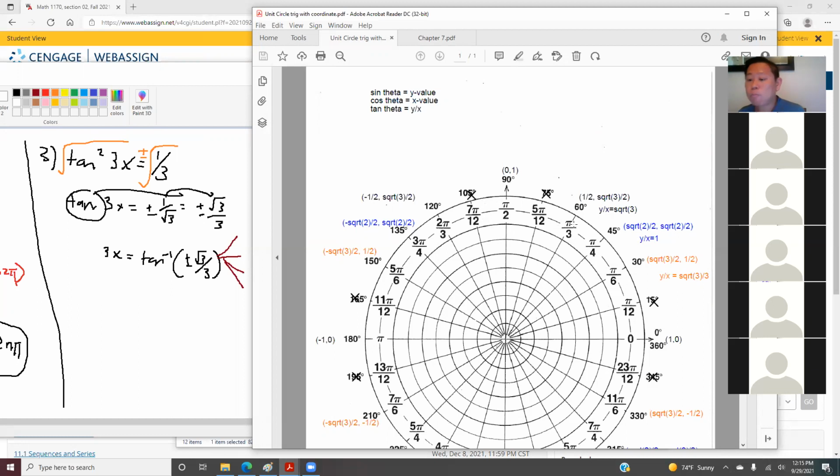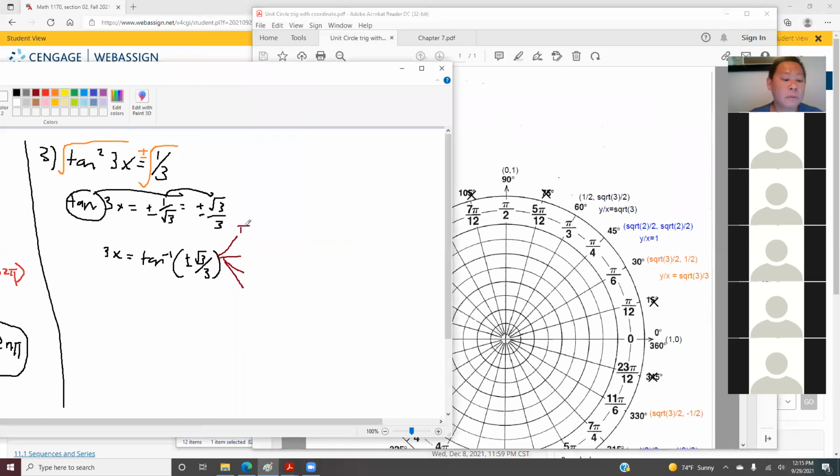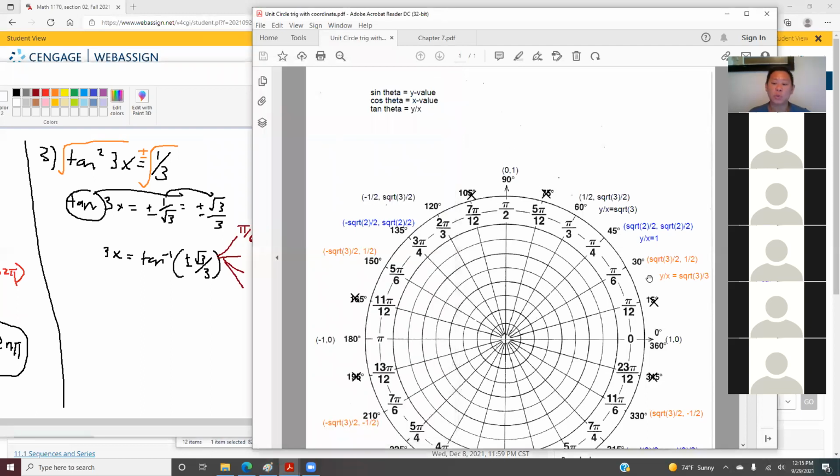Is it the orange one? So it's pi over 6. So your answer in this case will be pi over 6. So that is in quadrant 1. What will quadrant 2 be? Anyone? It will be 5 pi over 6.